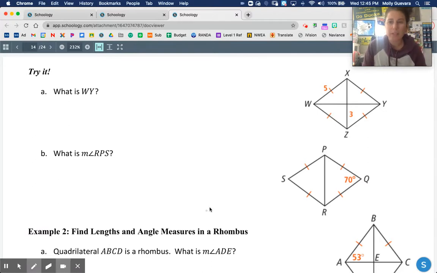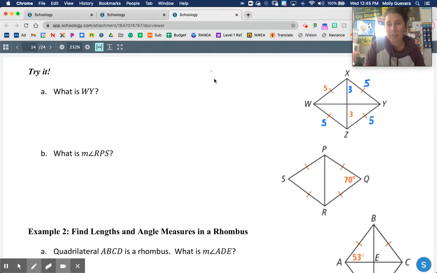Okay, so really hoping you guys gave this a shot here. And again, maybe just started filling in information. I know all of these are 5 because it is a rhombus and all 4 sides are the same. I also know that if Z to the center is 3, then X to the center is also 3. And this is really what I'm trying to find, right, is one of these lengths.